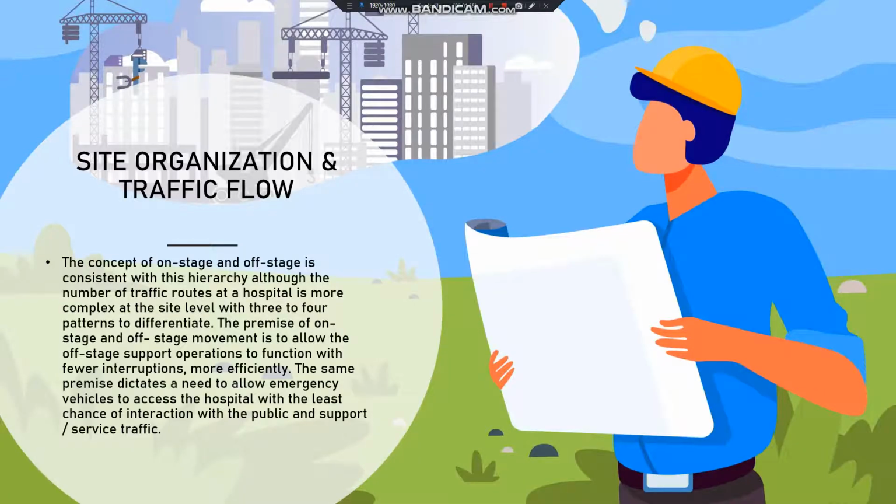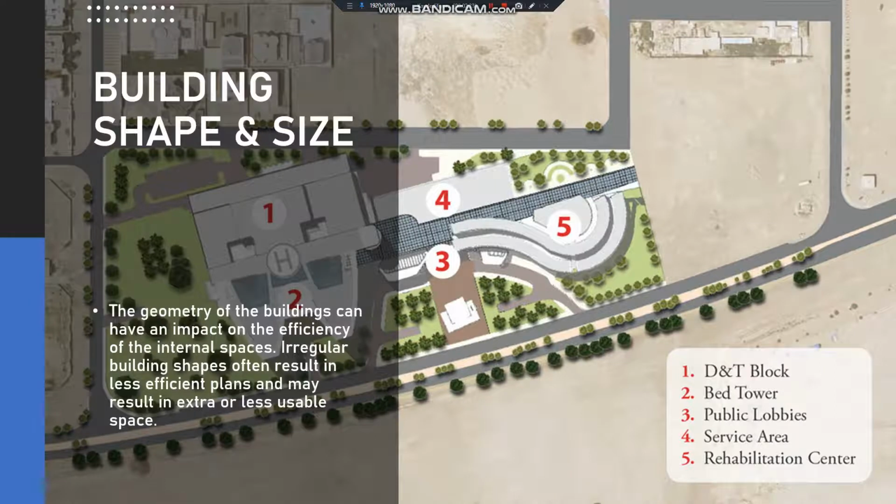The concept of on-stage and off-stage is consistent with this hierarchy, although the number of traffic routes at a hospital is more complex at the site level, with 3 to 4 patterns to differentiate. The premise of on-stage and off-stage movement is to allow off-stage support operations to function with fewer interruptions and more efficiently. The same premise dictates the need to allow emergency vehicles to access the hospital with the least chance of interaction with public and support service traffic.